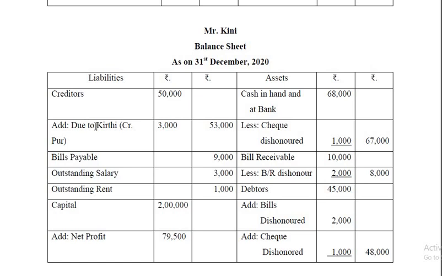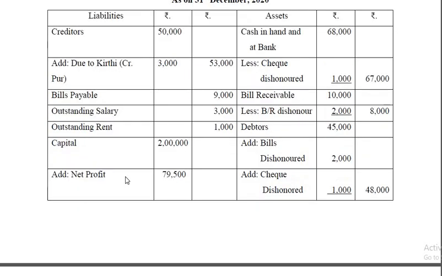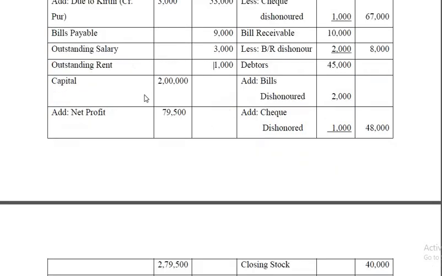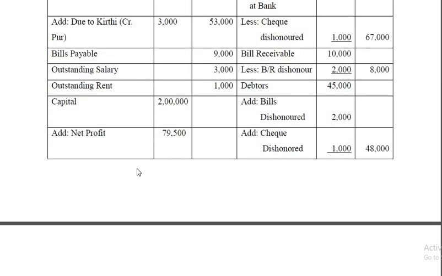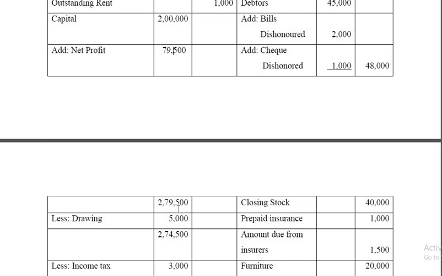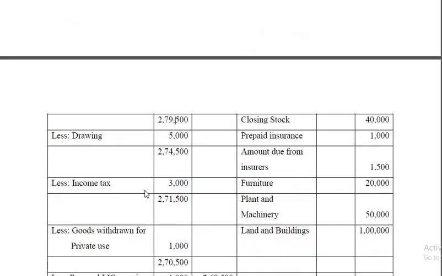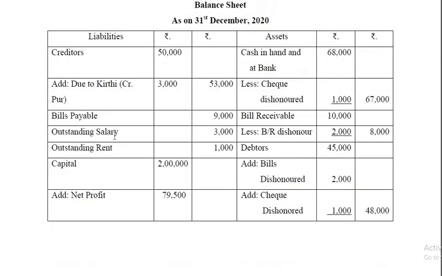Bills payable, that's no adjustment, as it is you have to take. Outstanding salary, it's a representative personal account, appears in the trial balance. It should be treated only once. So also outstanding rent, it's appearing in the trial balance. It's already adjusted to rent, so it has to appear only in the balance sheet. So 1,000. Capital 2 lakh. To that you have to add net profit of current year. You see 79,500. This should be added here. You will get 2,79,500. From that you have to deduct drawings which you find in the trial balance.